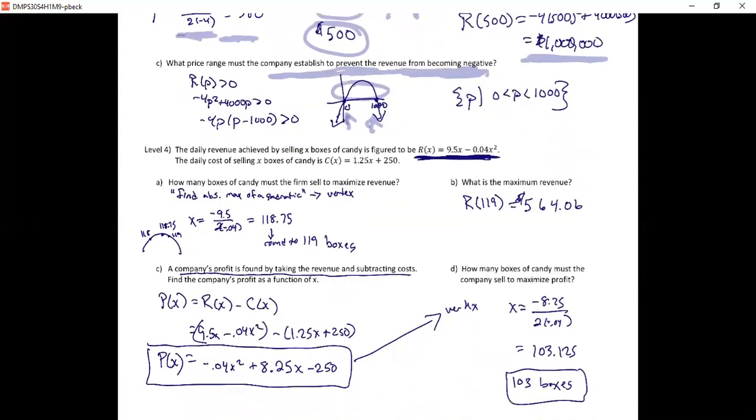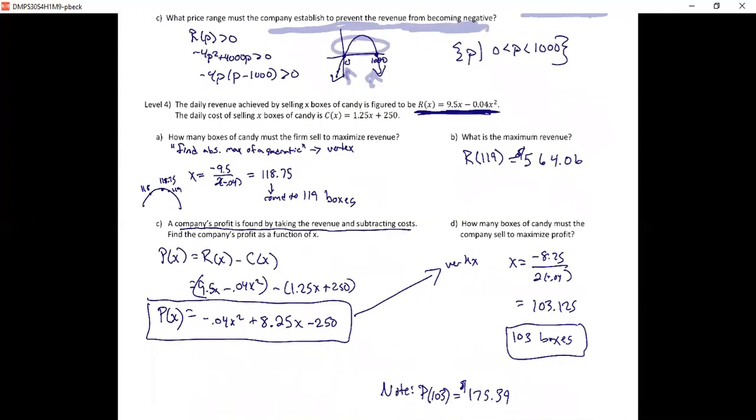Our level 4 problem here is we have daily revenue achieved by selling x boxes of candy. We have a function for that, but we also have a cost function. So the first question is, how many boxes must the firm sell to maximize the revenue? Maximum revenue means we're looking at the vertex one more time. To find the vertex, I did x equals -b over 2a, which gave me 118.75.